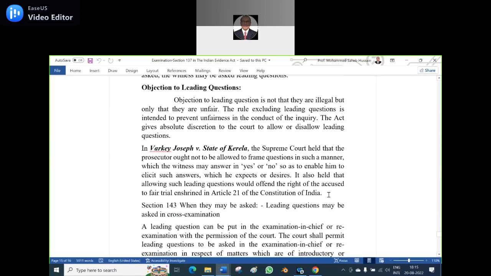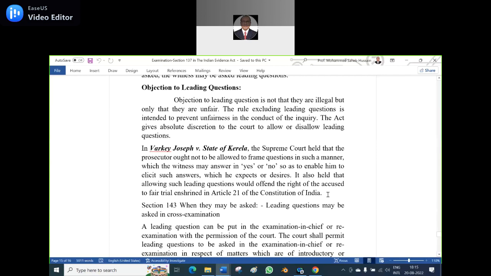So in one of the case law, Varki Joseph versus State of Kerala, the Supreme Court held that the prosecutor ought not to be allowed to frame the question in such a manner which the witness may answer in yes or no, as to enable him to elicit such answers which he expects or desires. It also held that allowing such leading questions would offend the right of the accused to a fair trial enshrined in Article 21 of the Constitution of India.